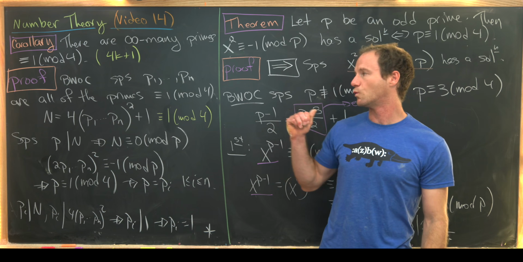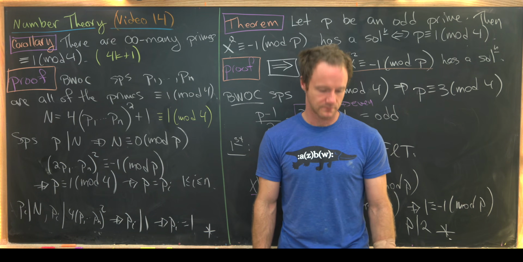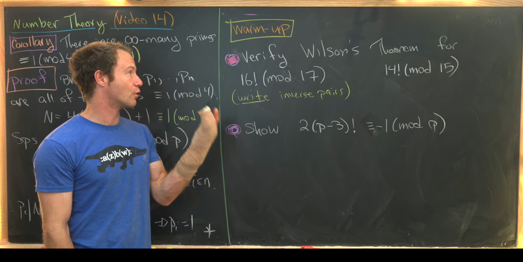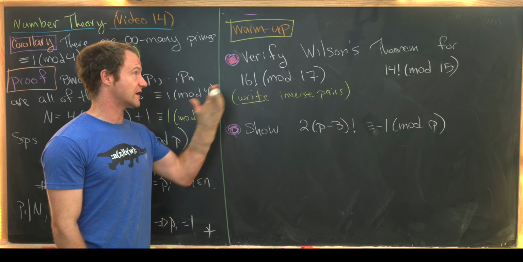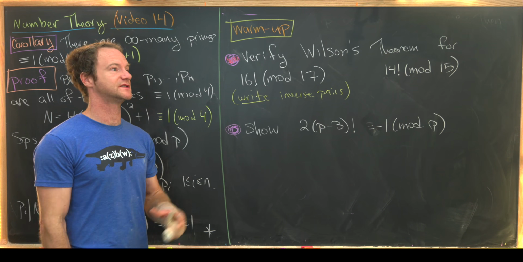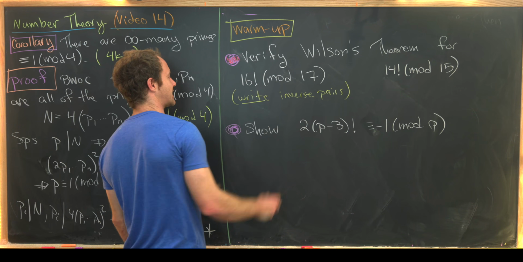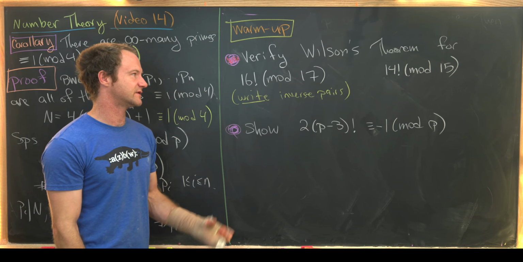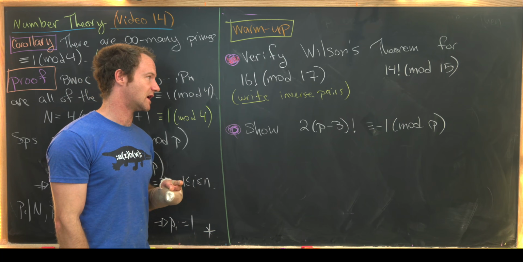Okay, so now let's get some warm-up problems on the board so that you can practice using Wilson's theorem. Okay, here are 2 quick warm-up problems based on Wilson's theorem. The first involves verifying Wilson's theorem and really diving into the proof of Wilson's theorem via this example. So the first is to look at 16 factorial mod 17. So that should clearly be congruent to -1 mod 17.